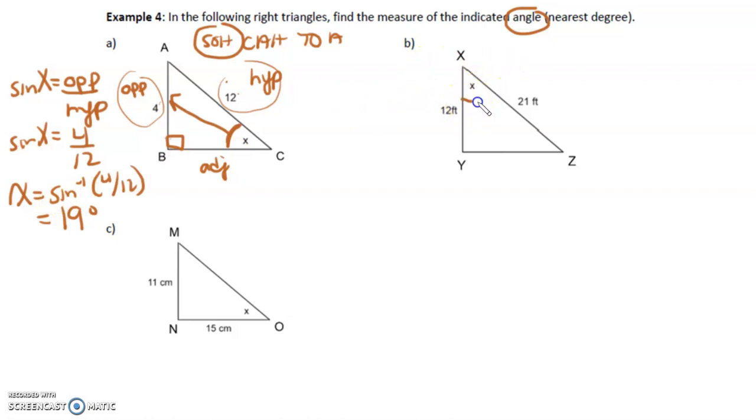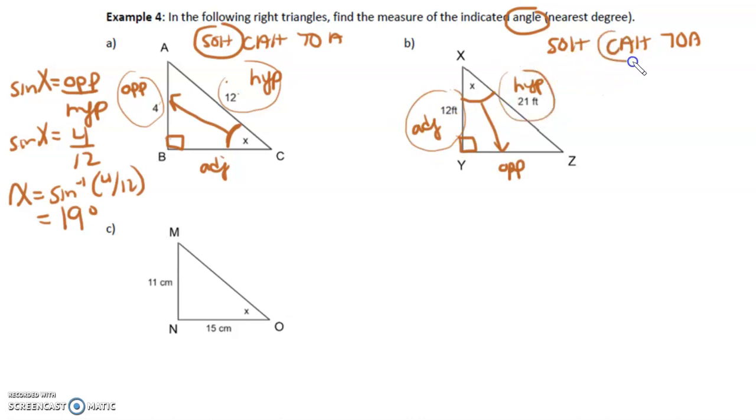Okay, B, identify the angle that we're using. Label the opposite, the adjacent, and the hypotenuse. Okay, so writing out SOHCAHTOA, we're given the adjacent, we're given the hypotenuse. That means we're using cos. So cos x is going to equal adjacent over hypotenuse. Okay, the adjacent side is 12. Sub that in. The hypotenuse is 21.